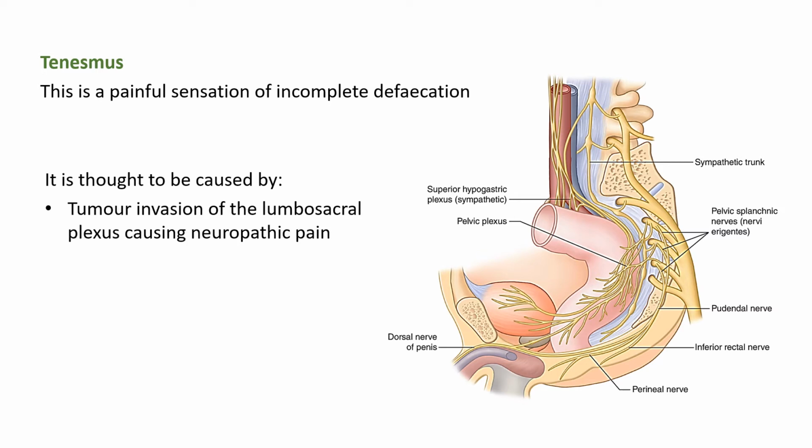There's mainly theories about this. But the theories are that it could be caused by tumor invasion of the lumbosacral plexus. And you can see there in the diagram, that plexus, those neurons are wrapped around the rectum. This causes neuropathic pain because it's actually damaging those neurons.